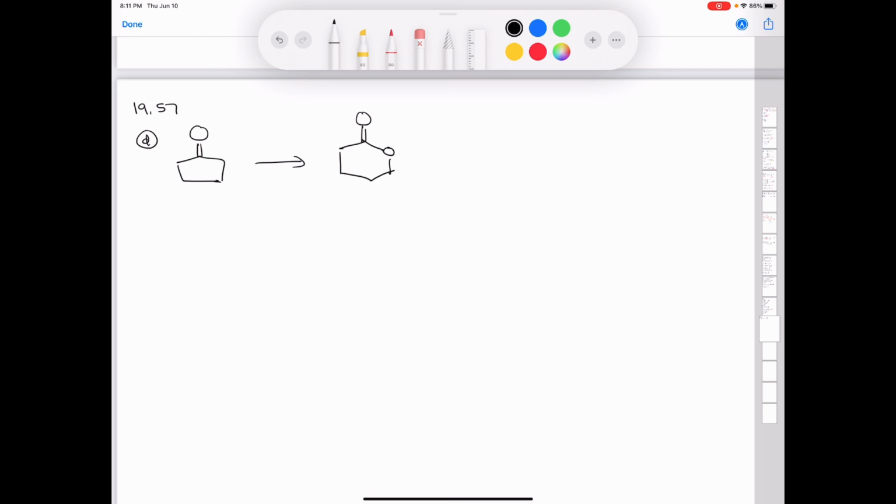Okay, and then the last one, 19.57D, I want to go from cyclopentanone to a cyclic ester. We call that a lactone. And the only way that we know how to do that is to treat it with a peroxy acid. And this is the Baeyer-Villiger reaction. So the Baeyer-Villiger reaction, which is an important reaction in chapter 19.